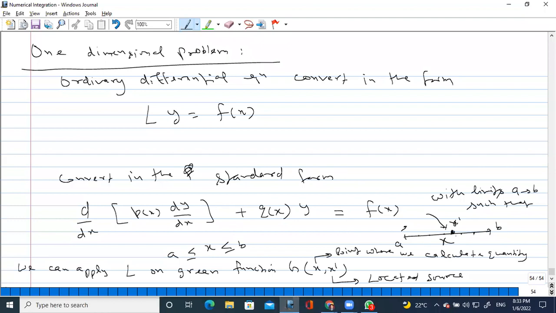Suppose this is a charge q. So this charge will be put at some place. That point is the fixed point. That point is the x dash point. And where I want to find the potential due to that, I can find here also, here also. So from a to b, anywhere I can find out. So x is the point where we calculate the quantity, and x dash is the located source point. These are the two points you have to understand here. So note it down first.